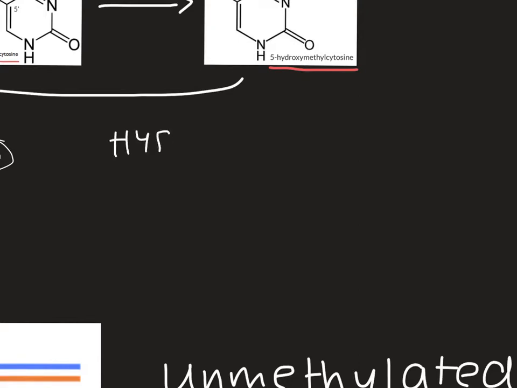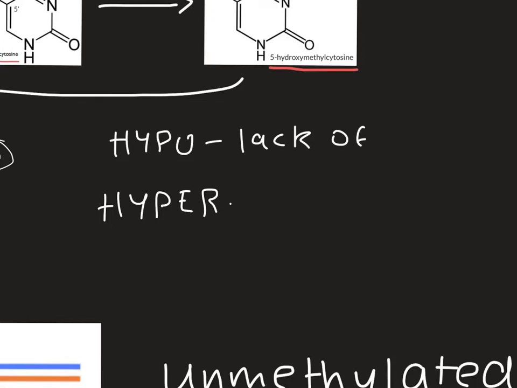Hypomethylation is the lack of or decrease in DNA methylation, while hypermethylation is the excess of or increase in DNA methylation.